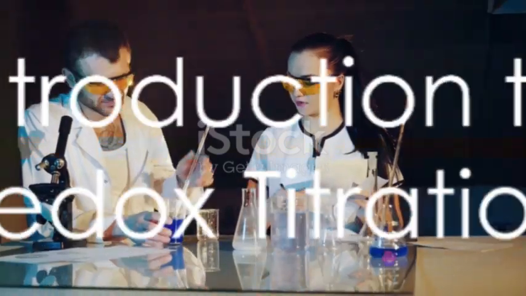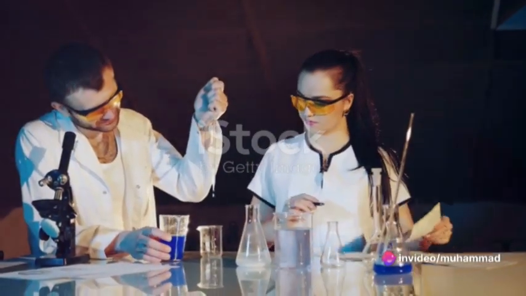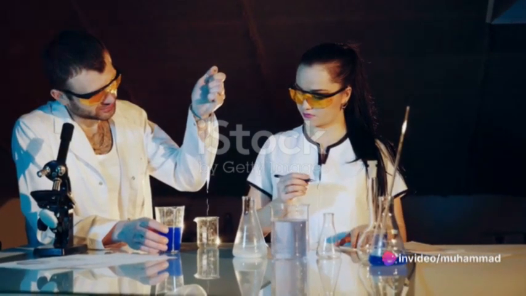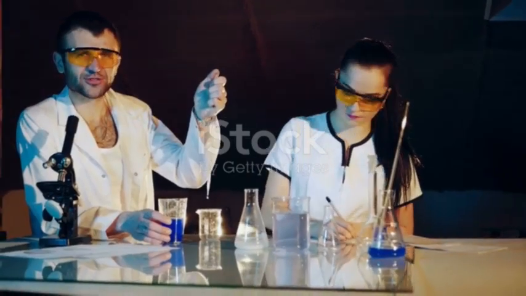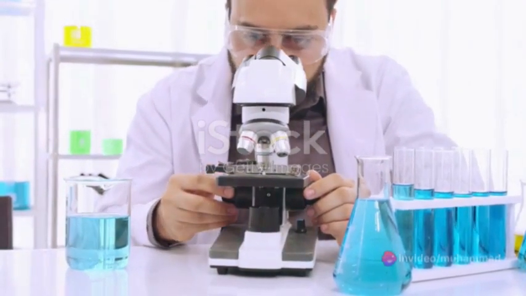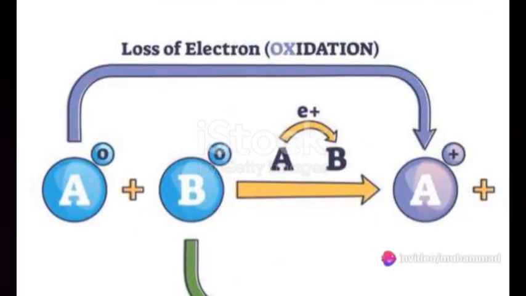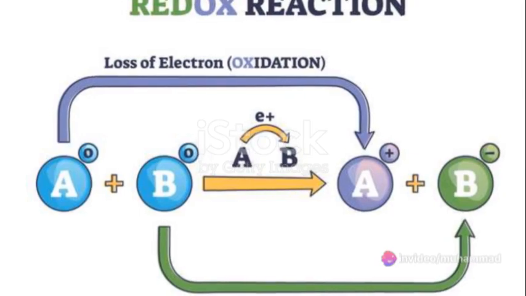Ever wondered how scientists determine the concentration of a substance in a solution? Well, they have a secret weapon called redox titration. This nifty process, which involves a reduction-oxidation reaction, is a cornerstone of analytical chemistry. To get the full picture, we first need to understand what a redox reaction is.